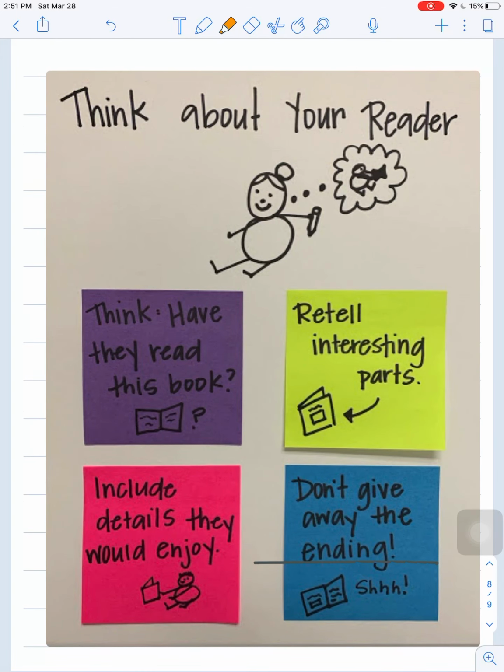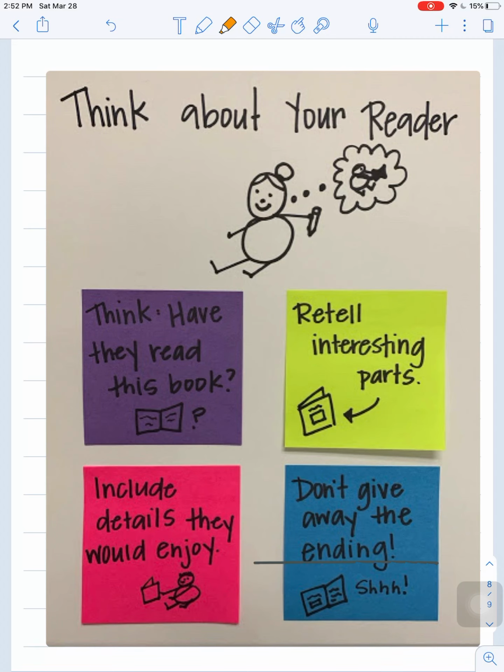All right, so we need to think about our reader, and the first thing we need to think about is, have they ever read the book? So like I said, we're going to write it two different ways. One as if they've already read the book, and another way as if they've never read the book before. We also want to make sure we retell interesting parts of the story, and we include details they would enjoy. And if they had never read the book, we don't want to give away the ending. We want to keep it a secret.